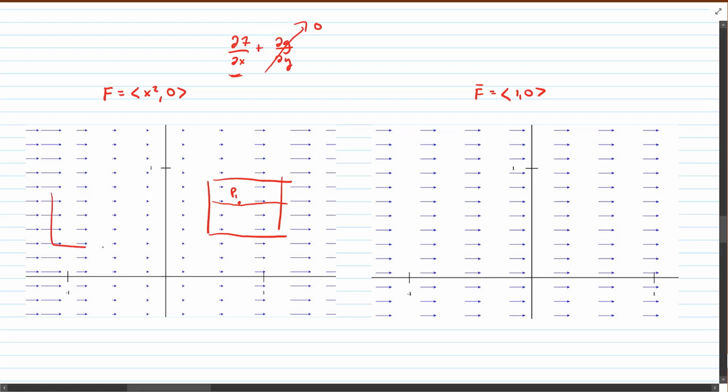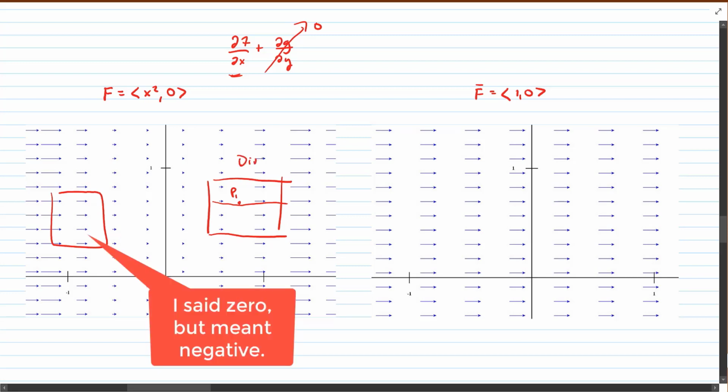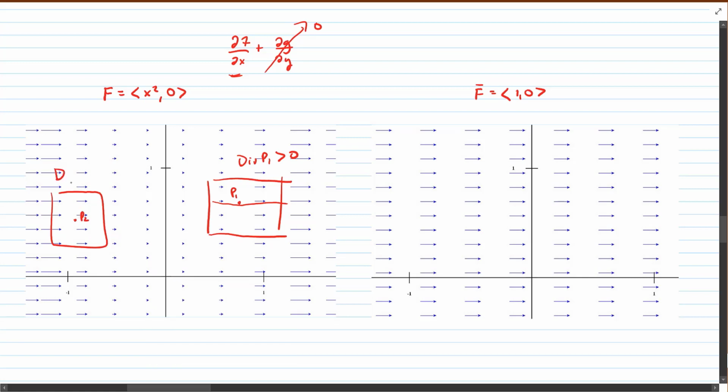Over here, though, we would see the divergence at this point is 0. So again, the divergence at P1 is positive, whereas the divergence here at P2 is negative. Contrast that with this other example where I've given the vector field 1, 0. Notice that all throughout here, if I were to think about an infinitely thin box around this point P1, again I've drawn it bigger so we can imagine it, but the flux around that box would be 0.